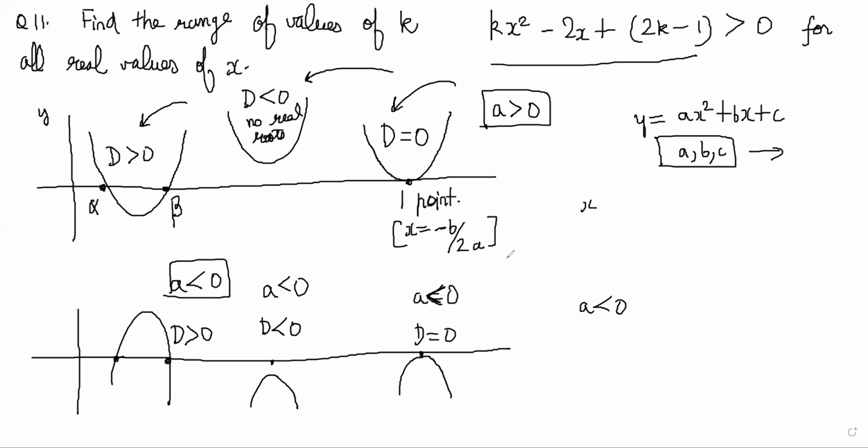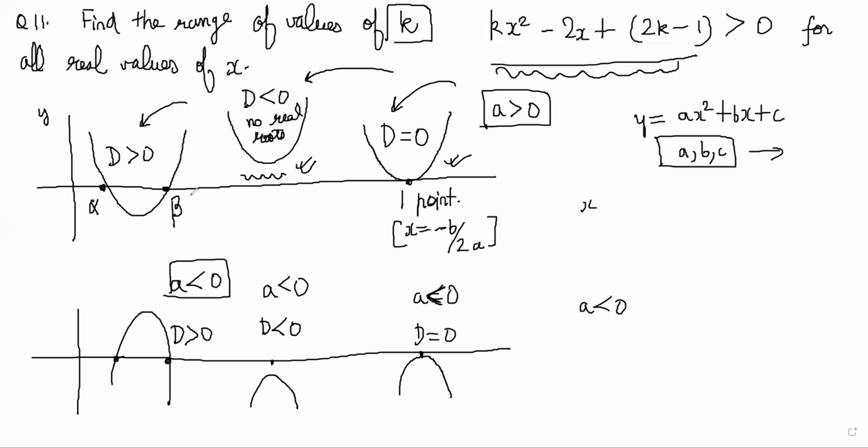Right? So now if you think about the question, find the range of values of k for which this thing is always greater than 0, right? So always greater than 0, only possibility is either this or this, right? Either it can be a graph like this or it can be a graph like this. No other graph is always greater than 0, right? Out of the 6 versions.